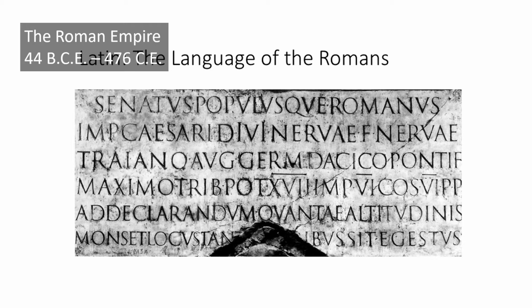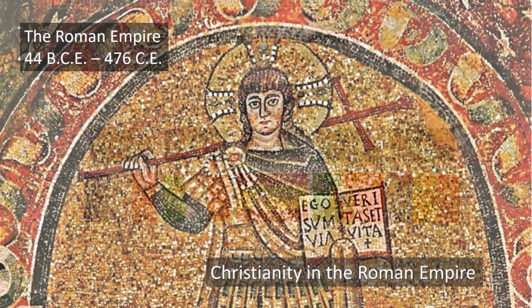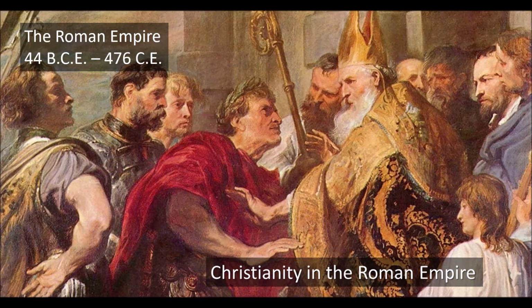French, Spanish, Italian, Portuguese, and Romanian, these are all modern versions of Latin, a living legacy to an empire long gone. The other legacy of the Roman Empire is Christianity. What began as a small Jewish sect eventually spread throughout the Roman Empire and even became its official religion.